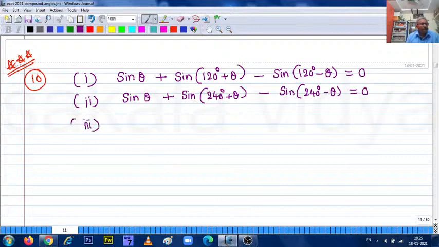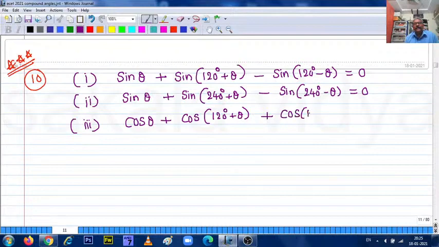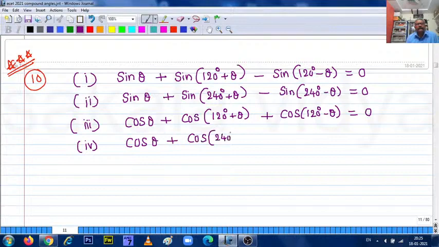So the third one: cos theta plus cos 120 degrees plus theta plus cos 120 degrees minus theta, all are positive values, equal to 0. So based on these concepts, you may be asked questions in the examination. Fourth one: cos theta plus cos 240 degrees plus theta plus cos 240 degrees minus theta is also 0.